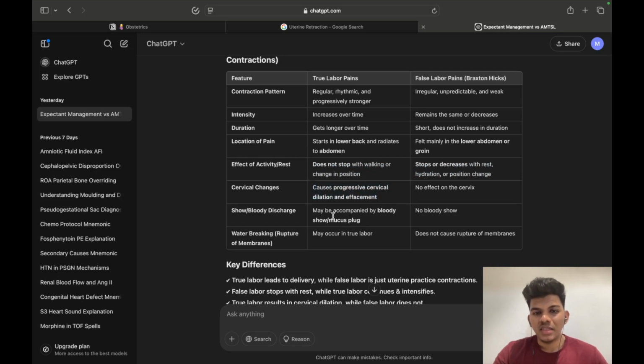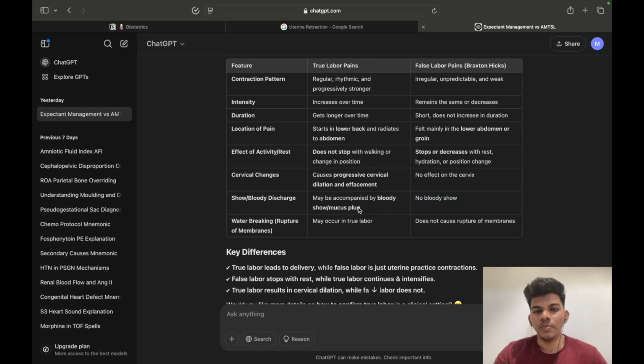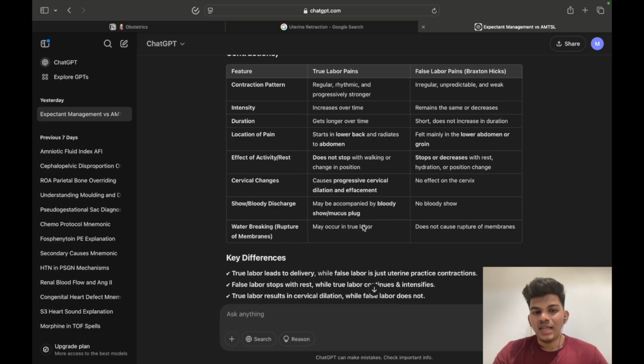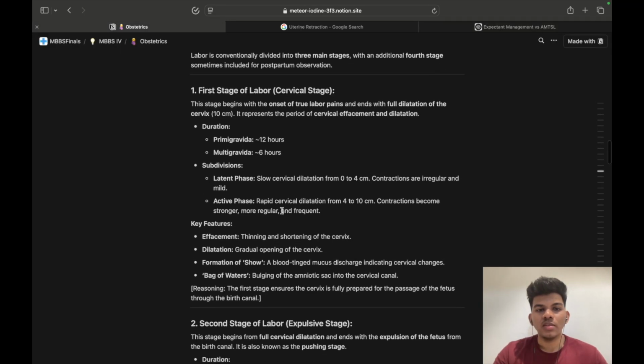Cervical changes: true labor is a part of this, false labor has no effect on the cervix. In true labor there is bloody show, which is one of the signs of labor as we will learn, and in false labor there is no bloody show. And water breaking happens in case of true labor but doesn't happen in case of false labor. So these are the differences between true and false labor pain.